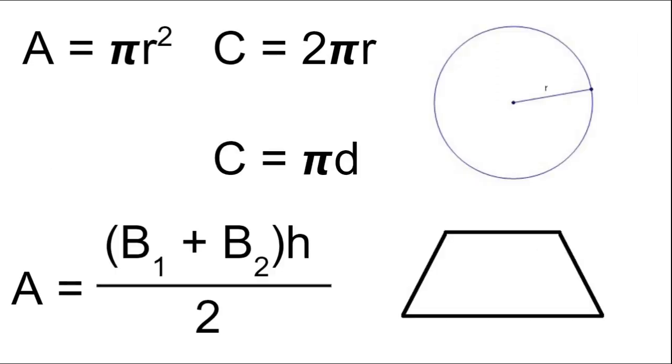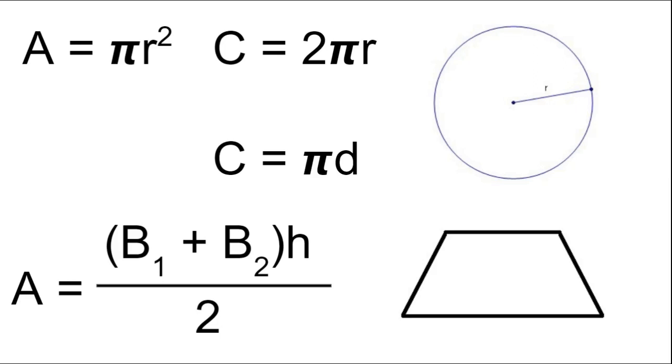Now let's move on to the area of a circle as well as a trapezoid, and also the circumference of a circle. So as you can see, the formula for area of a circle is area equals pi r squared. And for circumference, it's 2 pi r, or you can also use circumference equals pi times diameter. Now you can also go back to our circles video for more information on these formulas.